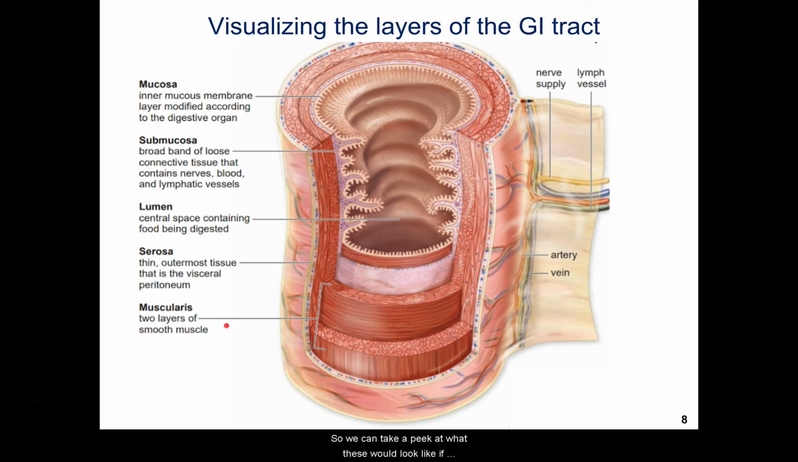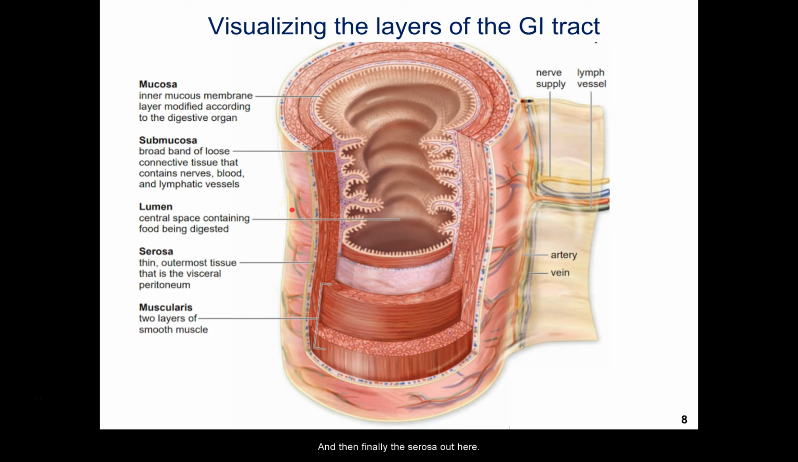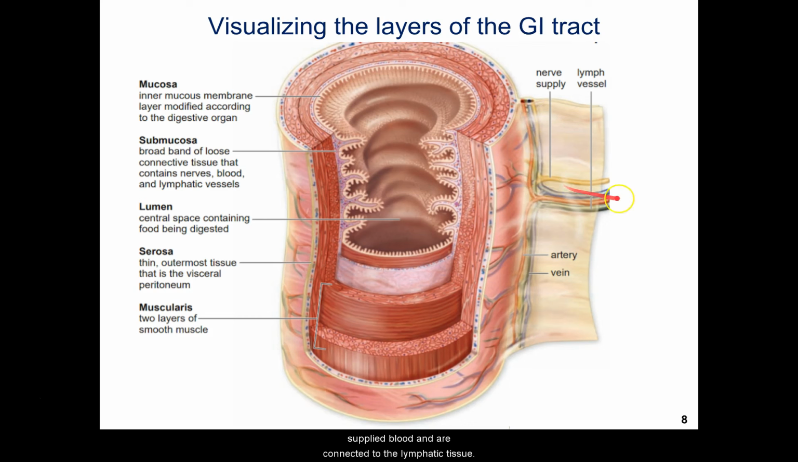So we can kind of take a peek at what these would look like if you were able to see inside of your body. You have this innermost mucosa layer, and this is going to be different depending on which actual organ it's inside. So it'll be different for your esophagus to say your small intestine, but the same basic blueprint is here. Then the submucosa here. All right, again, this has blood, lymphatic tissues going to it. Outside of this, you have the muscularis, which is the muscle layer. And then finally, the serosa out here, right here. And you can see here that these tissues are being supplied blood and are connected to the lymphatic tissue as well.